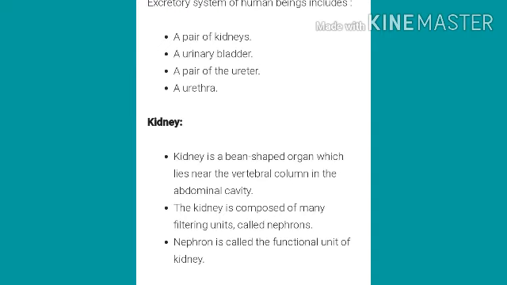Kidney is a bean shaped organ which lies near the vertebral column in the abdominal cavity. The kidney is composed of many filtering units called nephrons. Nephron is called the functional unit of the kidney.